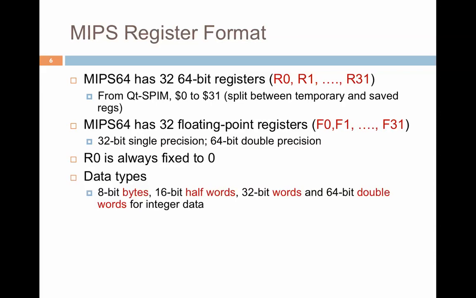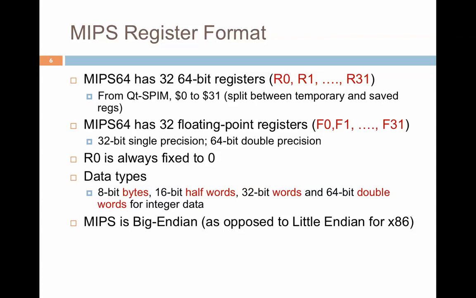The different data types that we can see: we have 8-bit bytes, 16-bit half words, 32-bit words, and 64-bit double words for integer data. The way to think about this is that most of our words are 32 bits, or 4 bytes. This is true only in MIPS. If you look at other architectures like x86, they may have their own convention for the word. They might have 16 bits for a word. In MIPS, however, 32 bits constitute a word, 16 bits is a half word, 8 bits is of course a byte, and 64 bits are double words.